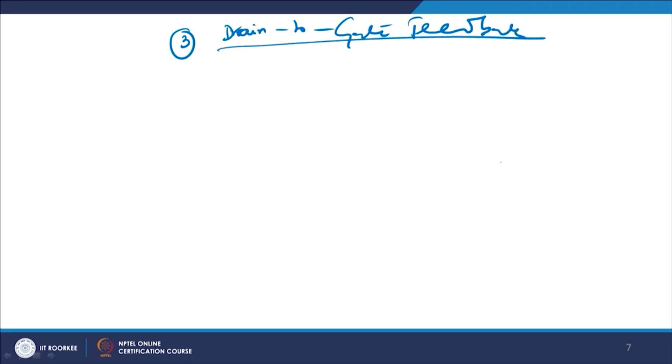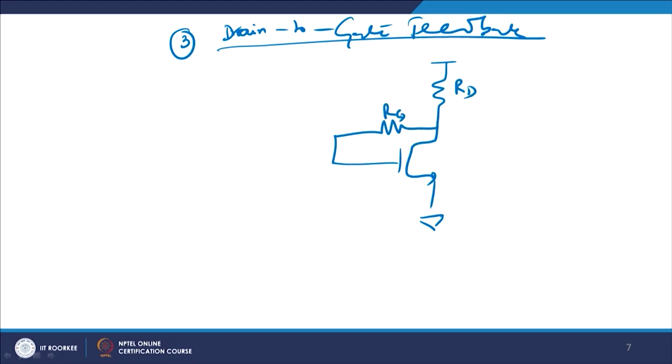Third technique for biasing is basically your drain to gate feedback technique. It is basically drain to gate feedback. So let me draw for you how it looks like. It is something like this, right, and you have this. So RD, RG, this is VDD and so on and so forth.